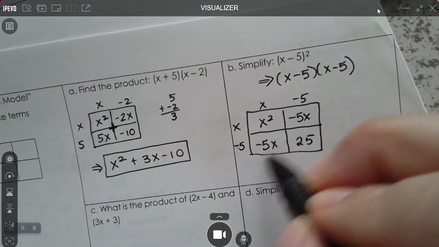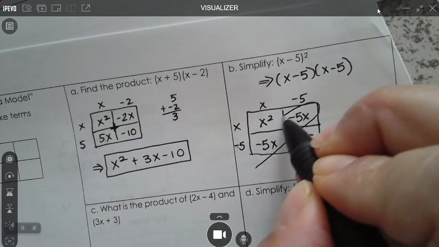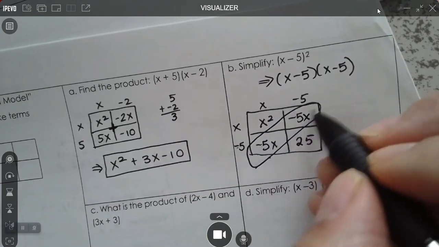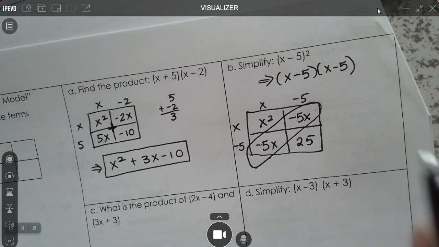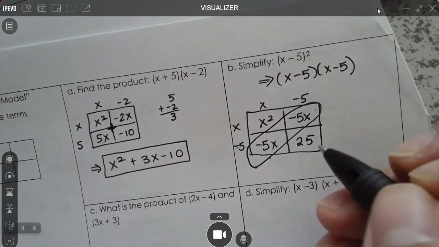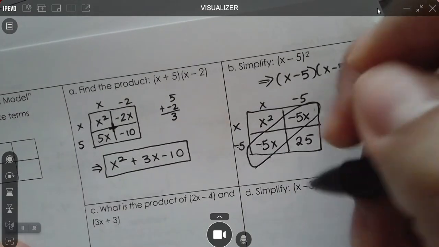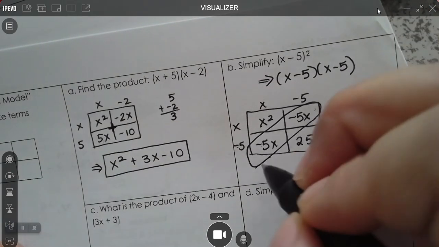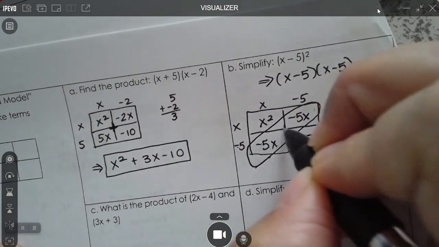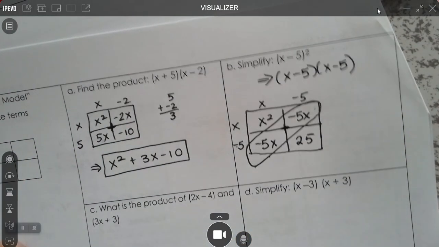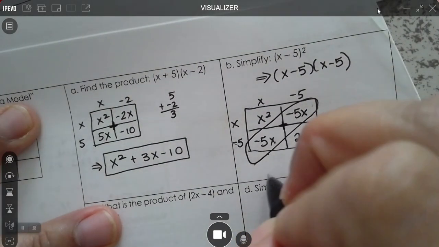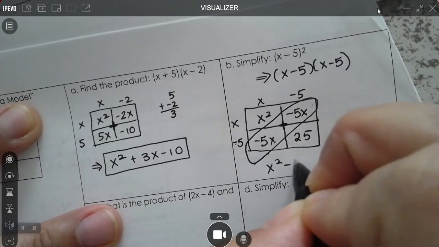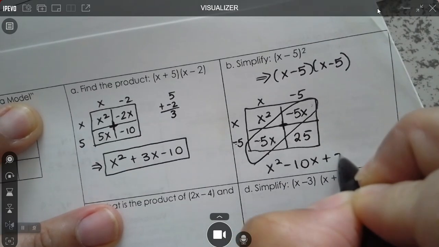And now we end up with the same situation where we have like terms. And please don't make assumptions. Please, please, please, on the milestone, there's only so many questions that they can ask you, so most questions will not be repeated. It's a one-time deal. So I suggest that you use the calculator. What is negative 5 plus negative 5? Beautiful, negative 10. So this becomes x squared minus 10x plus 25.